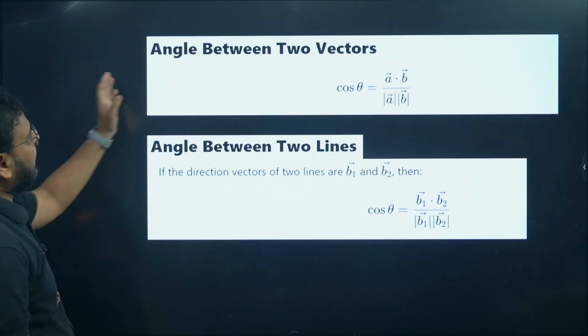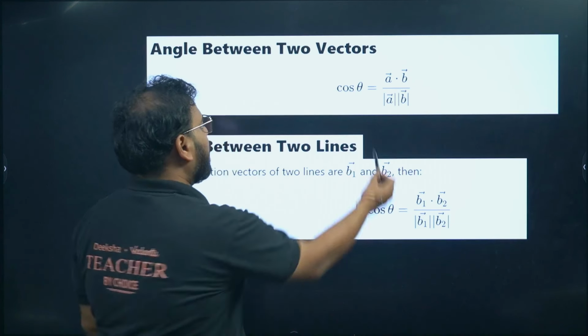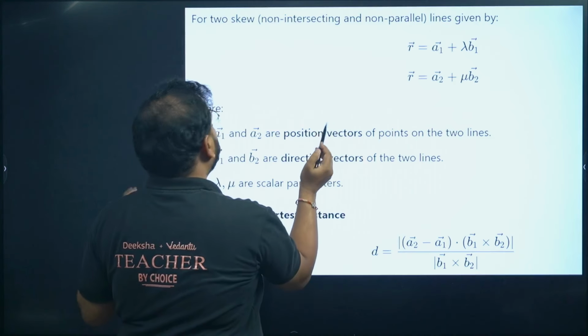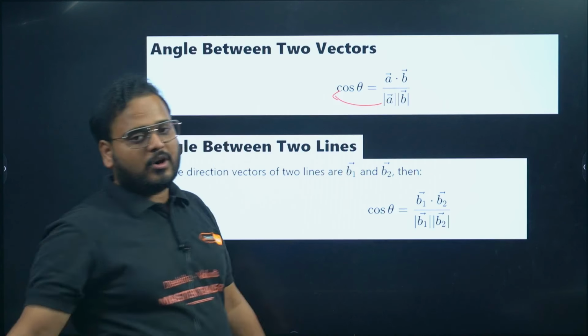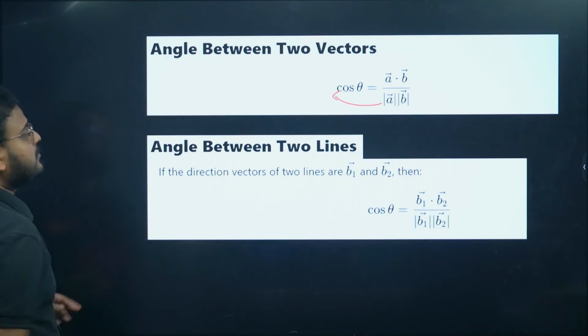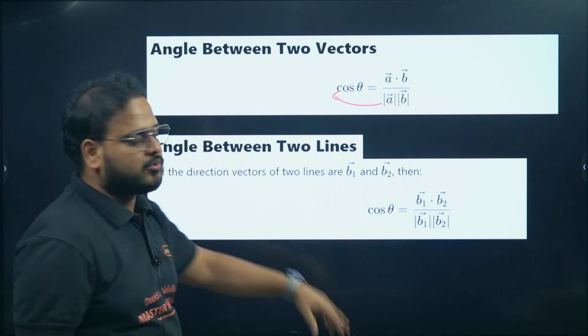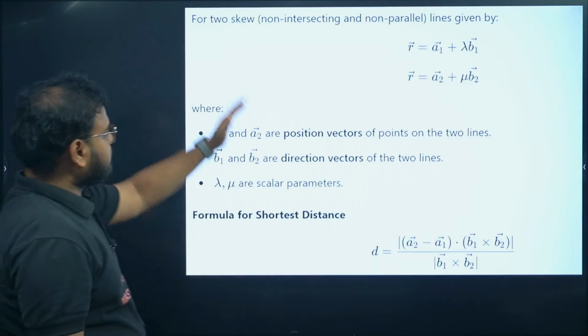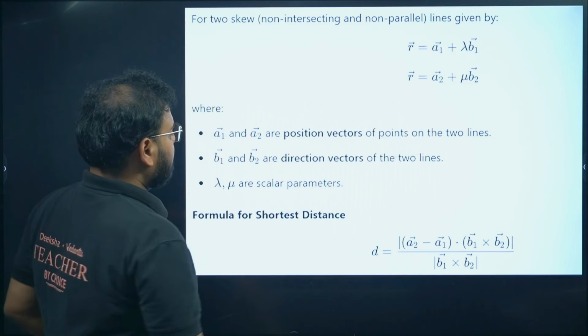Angle between the two vectors: cos theta equals a dot b upon mod a mod b. Remember, on this side actually, a dot b equals ab cos theta. For the angle between two lines, we have b1 dot b2, same approach. Skew lines, which are non-touching and non-parallel, have an angle relation here.